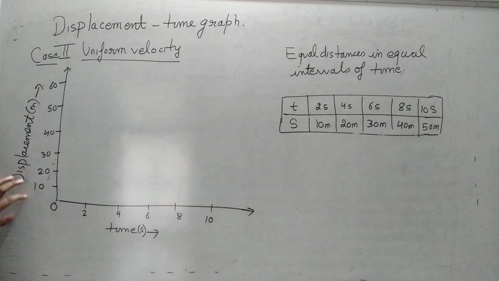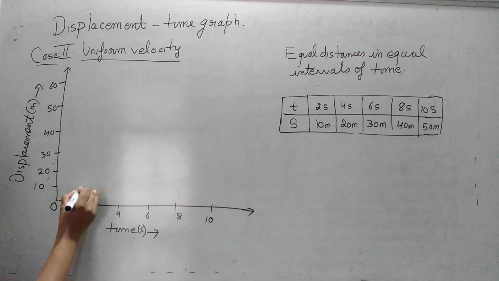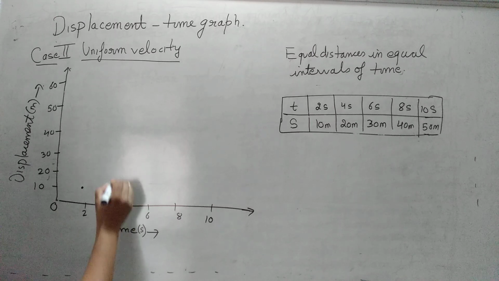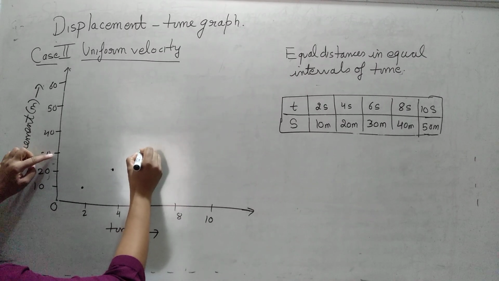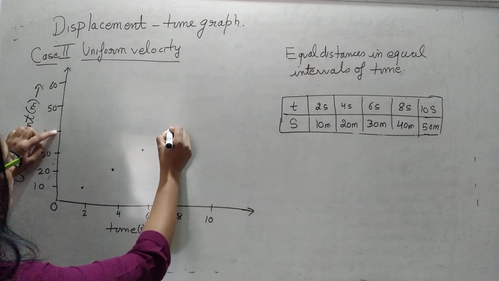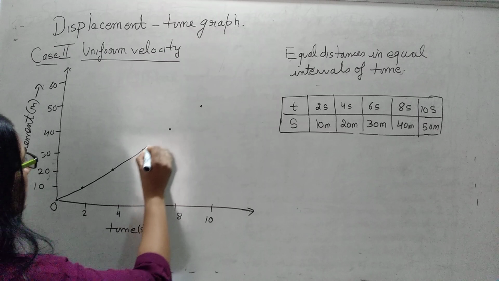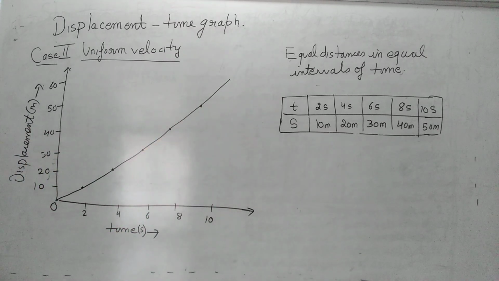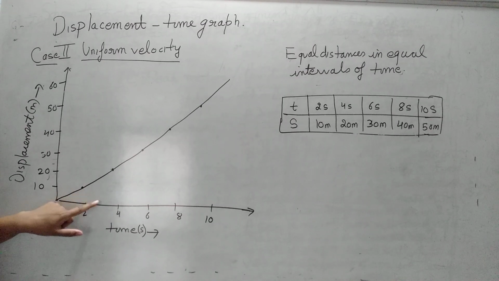Now what type of displacement graph do we get? Suppose if I have to plot, when time is 2 seconds, distance is 10 meter. When time is 4 seconds, it is 20 meter. 6 seconds, 30 meter. 8 seconds पे 40 meter, 10 seconds पे 50 meter. So if I join it, what do I get? What type of graph am I getting? For uniform velocity, the graph is a straight line which is inclined at acute angle. This angle is acute for the uniform velocity.